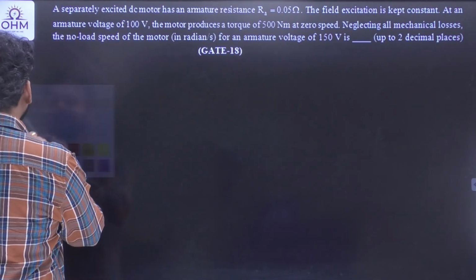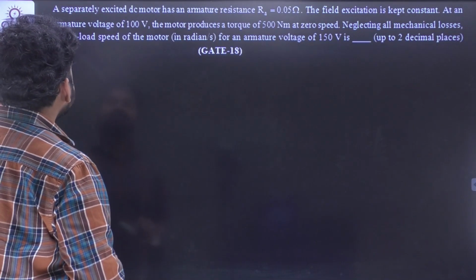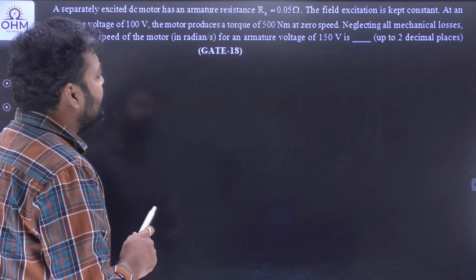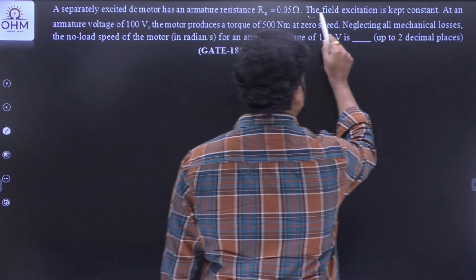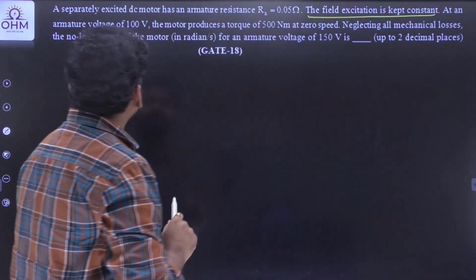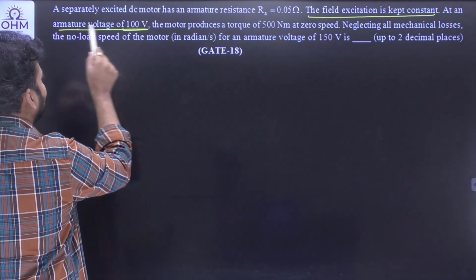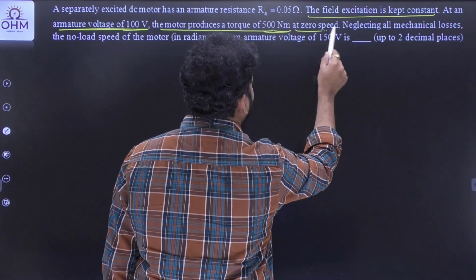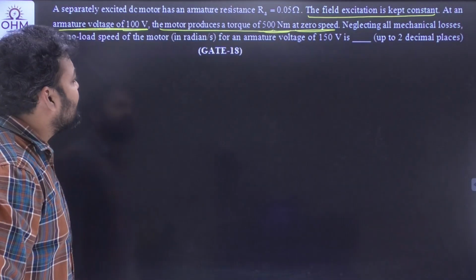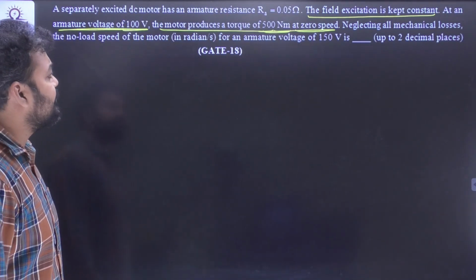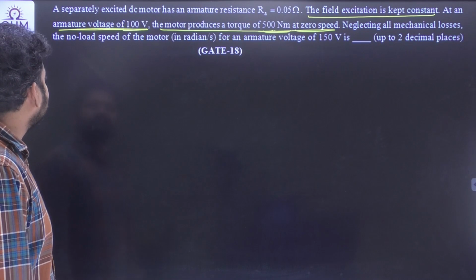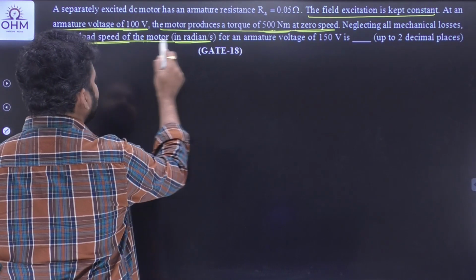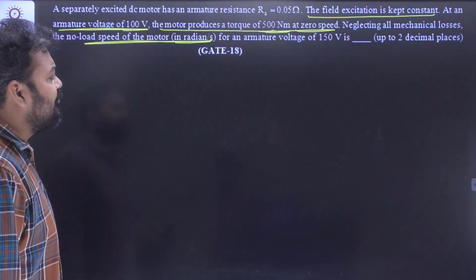This is a question from the GATE 2018 paper. Read the problem. A separately excited DC motor has an armature resistance of 0.05 ohm. Field excitation is kept constant. This is the important information. At an armature voltage of 100 volt, this is the first case, the motor produces 500 Newton meter, that is torque, at 0 speed. Neglecting all mechanical losses, the no load speed of the motor in radian per second for an armature voltage of 150 volt is dash.